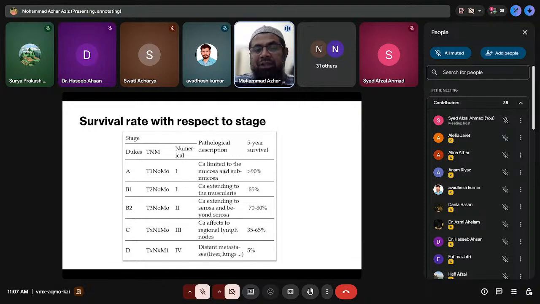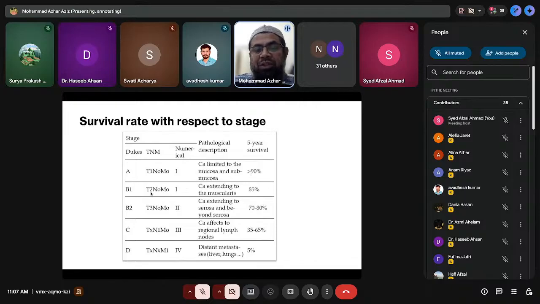And pathologically, I'll show you in the next slide what this means. The cancer is limited to the mucosa, which is on the surface of the intestine, and the survival rate is pretty high. Greater than 90% of people live, and surgery is the main option here.